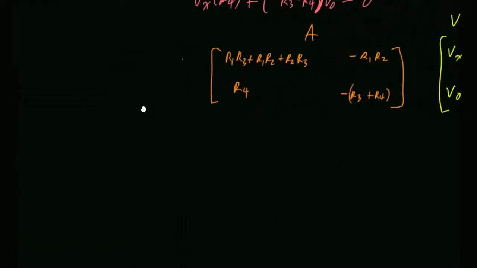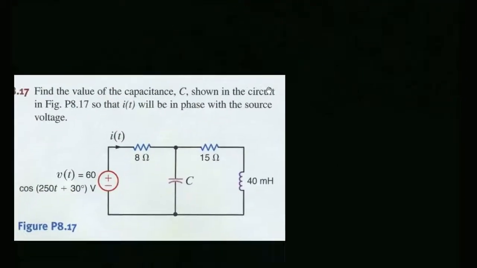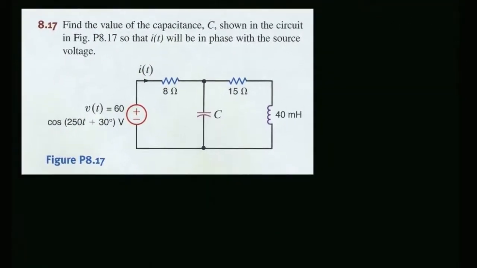In phasor notation, what is my V in? 60 angle 30 degrees. So far, so good. Okay. What's my frequency? 250 radians per second. I screwed this up the first time I did this, and I got the wrong answer for reasons that baffled me. 250 radians per second. Good.